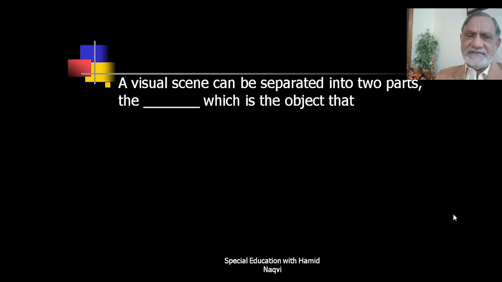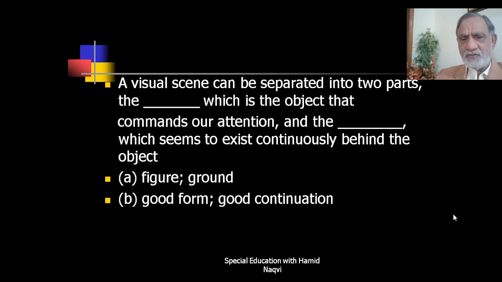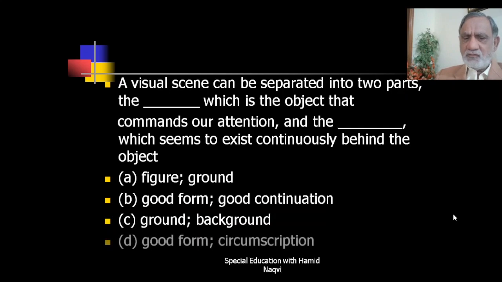A visual scene can be separated into two parts: the dash, which is the object that commands our attention, and the dash, which seems to exist continuously behind the object. Figure, ground, good form, good continuation, ground, background, good form, or circumscription. The answer is A, that is figure and ground.